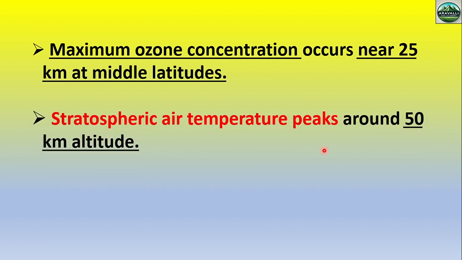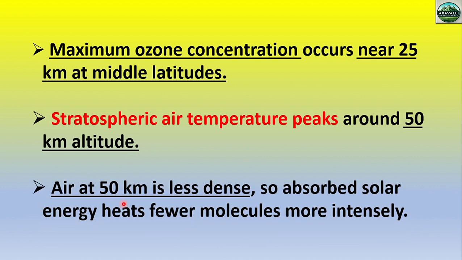Stratospheric air temperature peaks around the 50-kilometer altitude, because this is the maximum height of the stratosphere. Stratosphere height is between 11 to 50 kilometers. So the maximum temperature is around 50 kilometers altitude. So air at 50 kilometers is less dense, because if temperature is high, then air density is less. So air density at 50 kilometers is less dense as compared to the bottom of the stratosphere. So it absorbs solar energy and heats fewer molecules more intensely.